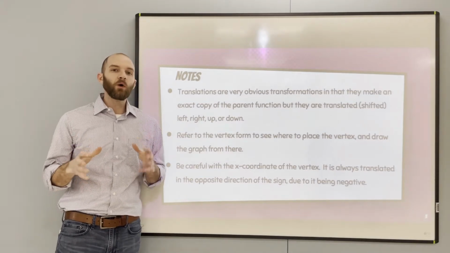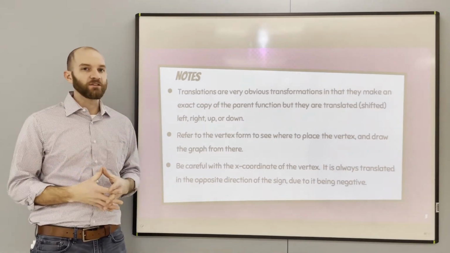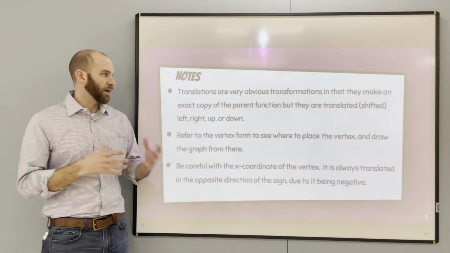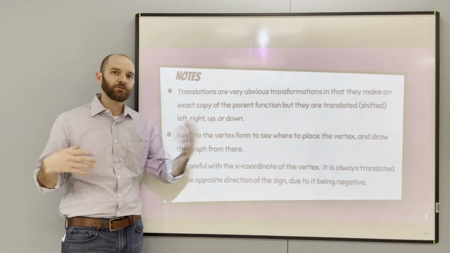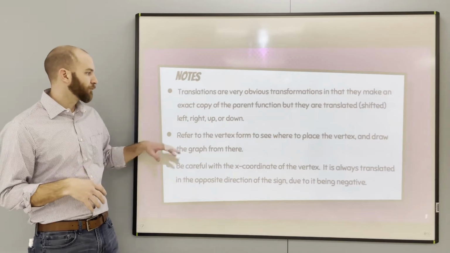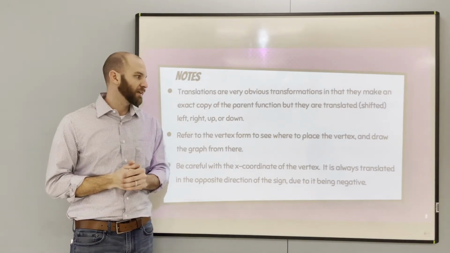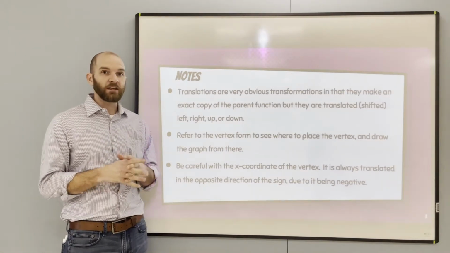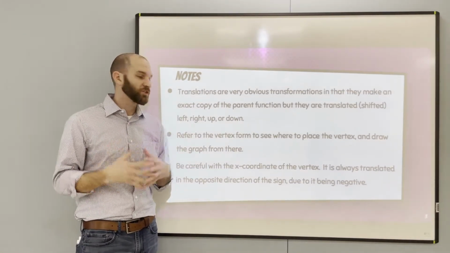Translations are probably the most obvious transformation that we're going to look at in this unit. They're very obvious because they make an exact copy of the parent function, but it's translated or shifted left, right, up, and down. Refer to the vertex form to see where to place your vertex and draw the graph from there. The distance between the points won't change.